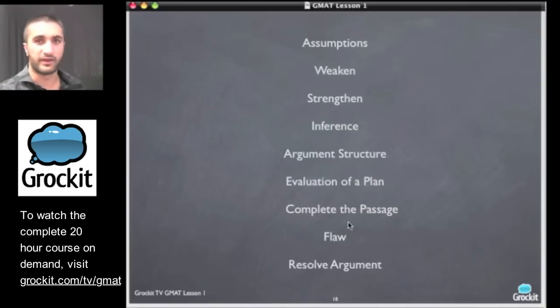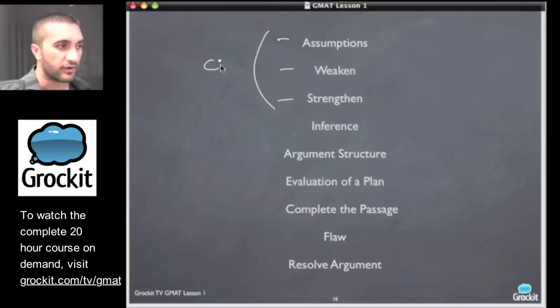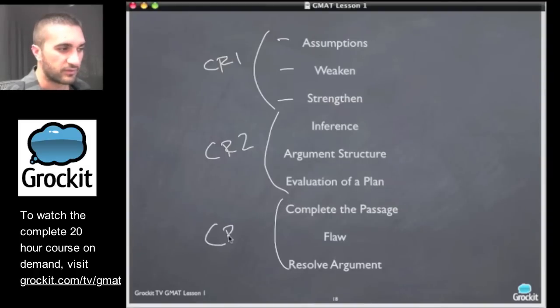So, like we said earlier, there are specific types of critical reasoning questions, and we're going to learn how to tackle each one and learn the rules and regulations for each. And today we're going to tackle these first three in our Critical Reasoning 1 class, and then in our second class we'll cover these three question types, and then finally we'll cover these three question types.